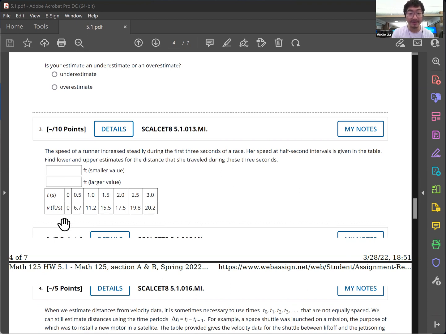So we take 0, 6.7, 11.2, then just 6 subintervals, and we just take the first 3 seconds here. So for the smaller value, we do L6. For the upper estimate, this is an increasing function, so we want to do the right endpoint approximation. So we do R6, just doing the computation here.